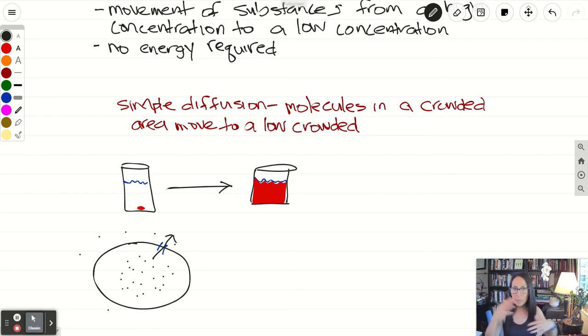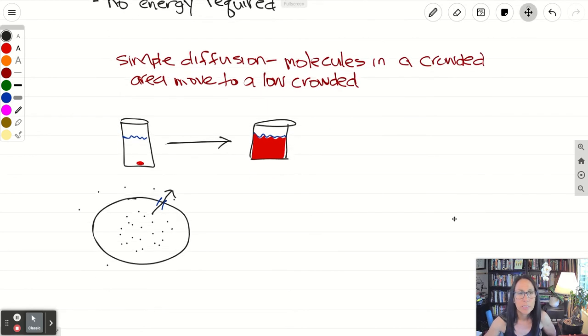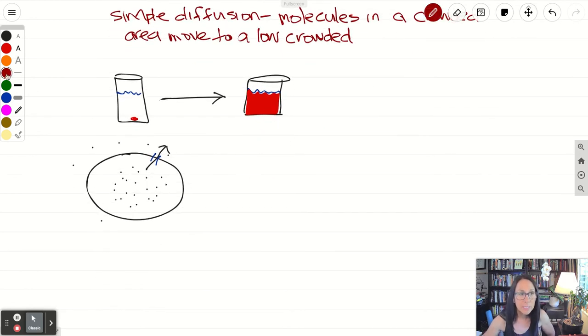And so salt can't move in and out of the cell by itself. It has to have a channel, okay? Because remember, the membrane of the cell is very tight. It's got these phospholipids that are very close together. Okay, so there is this other type of diffusion that's passive diffusion called facilitated diffusion.